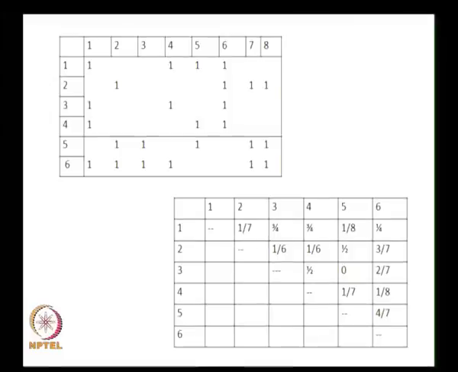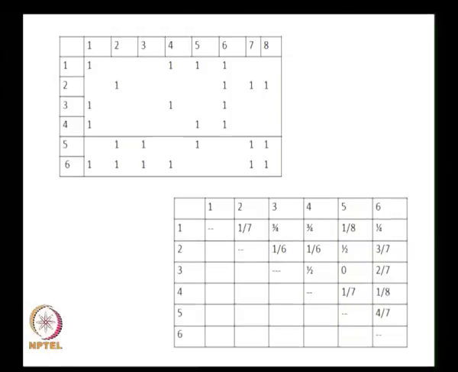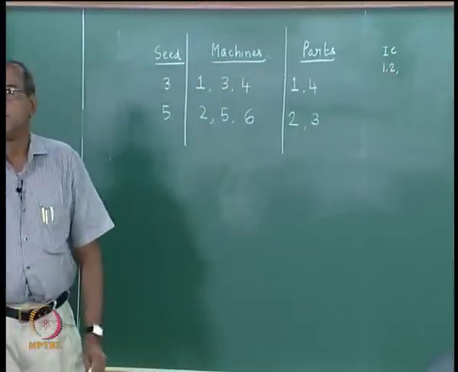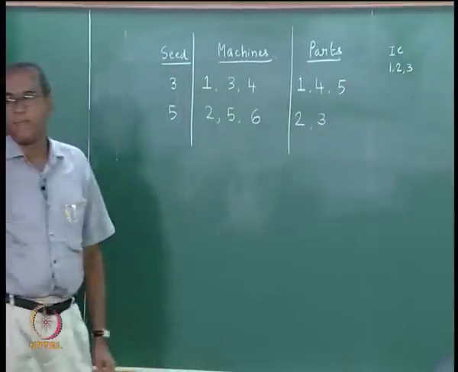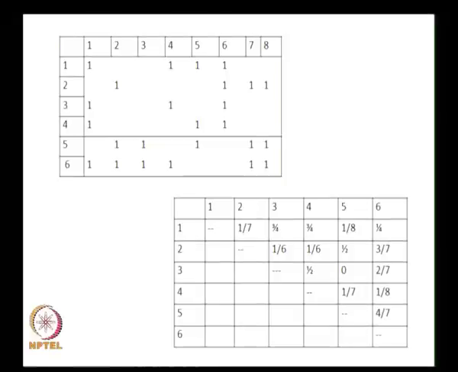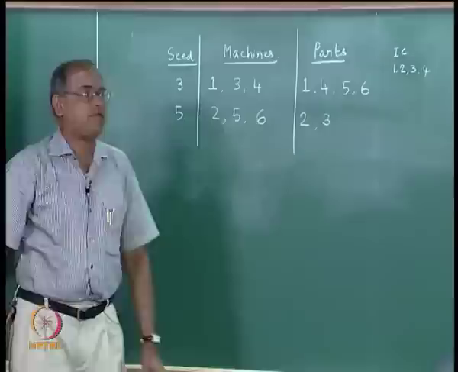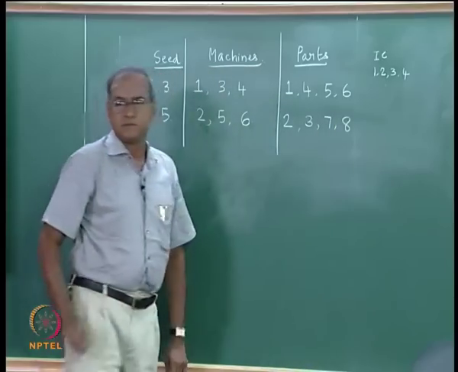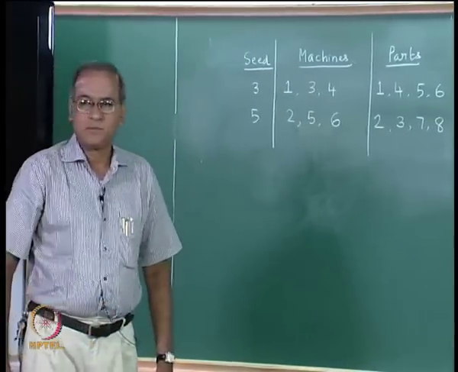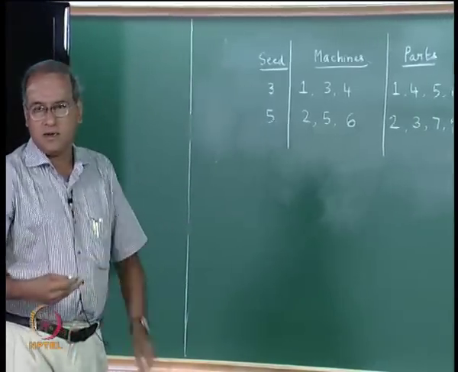Part 3 requires only 5 and 6. So, part 3 will come here. Part 4 requires 1, 3 and 6. So, part 4 will come here, another intercell move here. Part 5 requires 1, 4 and 5. So, part 5 will come here, third intercell move. Part 6 requires 1, 2, 3, 4. So, part 6 will come here with the fourth intercell move, 6 to 2. Part 7 requires 2, 5, 6. So, 7 will come here. Part 8 requires 2, 5, 6. 8 will come here. So, we have the same solution with 4 intercell moves, and we have seen a non-hierarchical clustering algorithm.